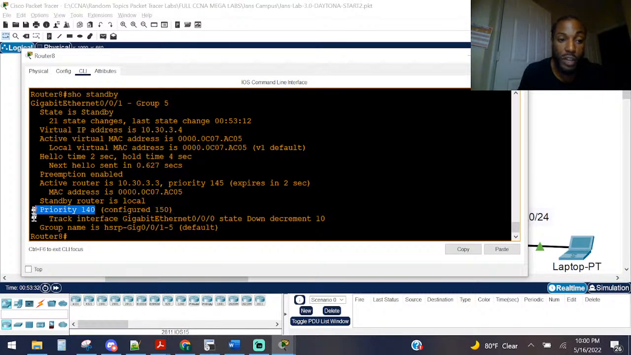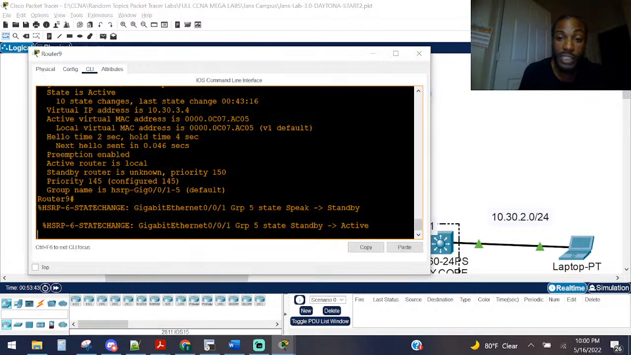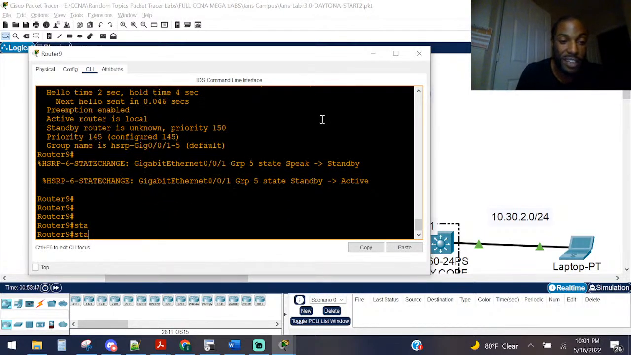Now my priority is 140, even though I configured it to be 150, because we decremented it by 10, right? So now let's see what his is. We stopped paying the ISP over here. We started being cheapskates, and we said let's go ahead and allocate our funds to the Netflix account and do a show standby over here.